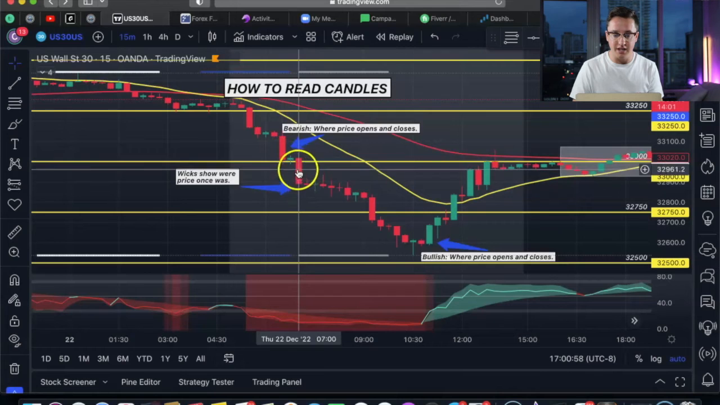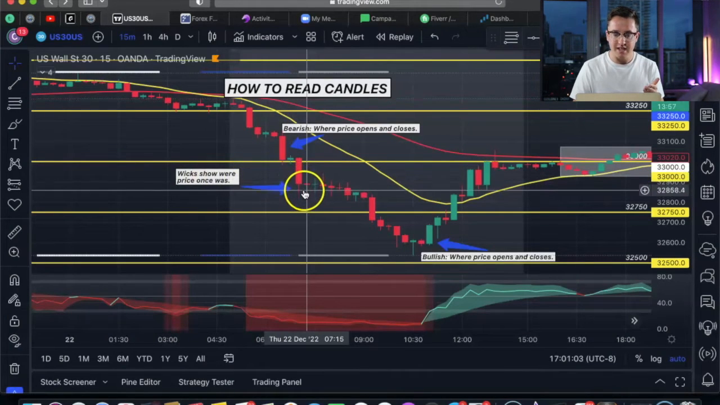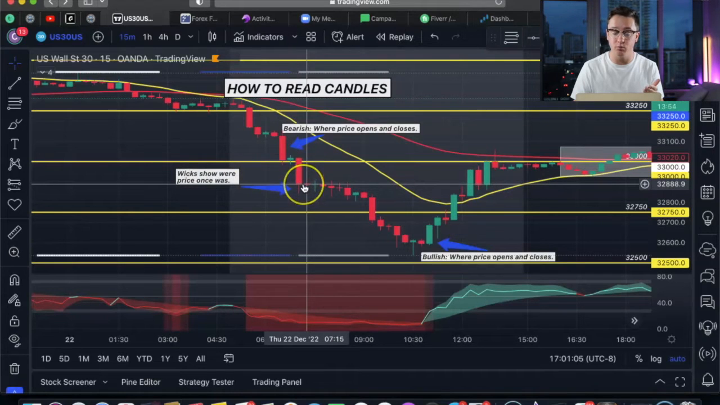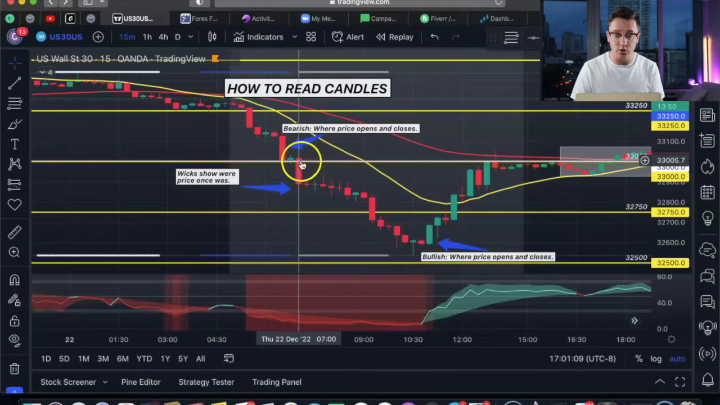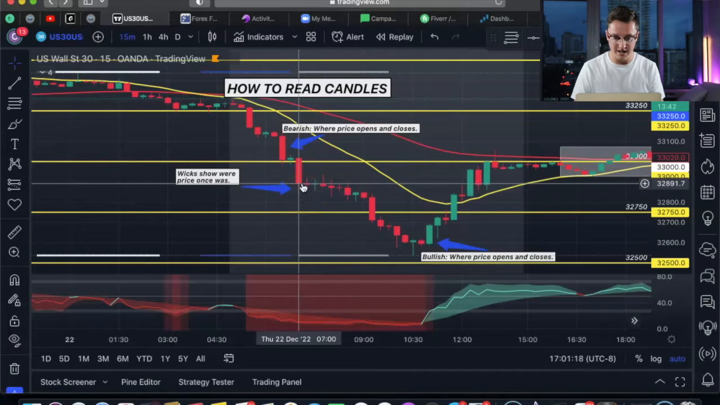Now we can see on this candle that we have these wicks. All the wicks mean is that's where price currently was, or that's where price was at one moment in time. So you see how this whole candle is filled red? We have this wick like this. The candle at one point was filled red all the way down here, but price closed right here.